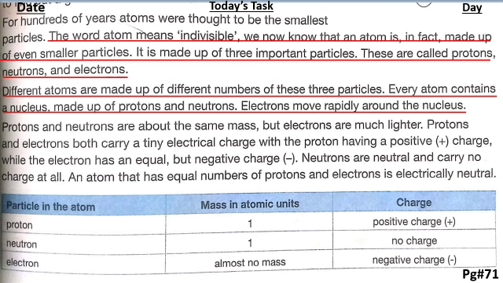So we can say that the protons and neutrons are about the same mass but electrons are much lighter.